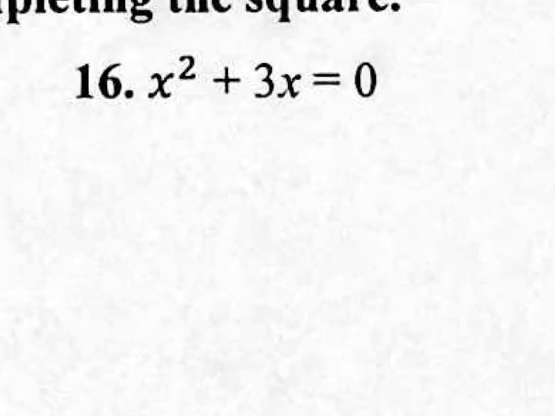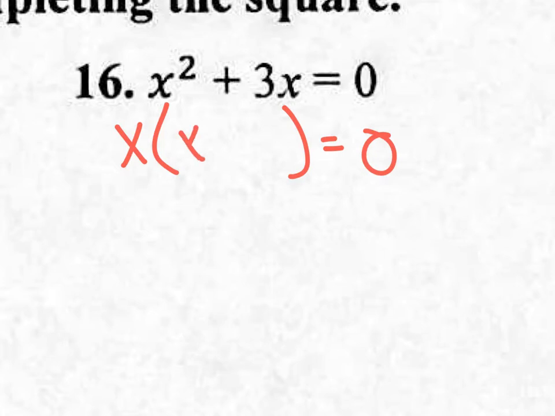Or could you? Actually, you could. So you don't have to complete the square here either. What could you factor out of the left side? What's in common here and here? X. So if you pull out an x, what's going to be left? X plus 3, and that's it.